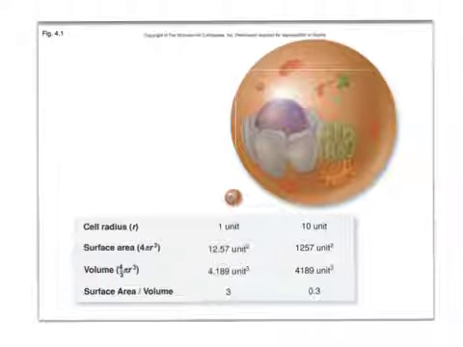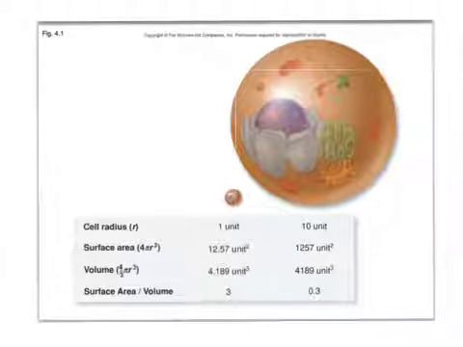That being said, moving on, this is a concept here about surface area and volume. This is why cells can't be huge. Why is it that you don't have a gigantic single-celled organism? About the size of an amoeba, which you can barely see with the naked eye, is about as large as you can get.